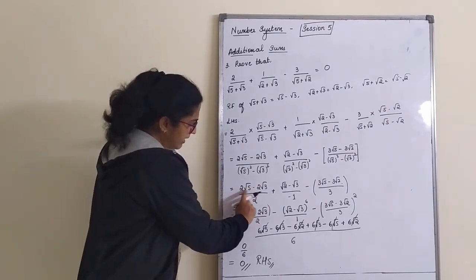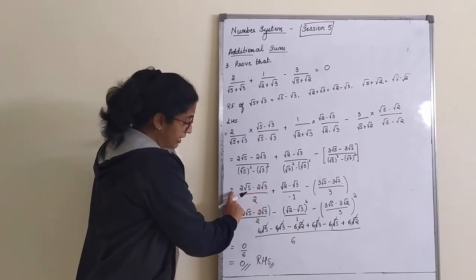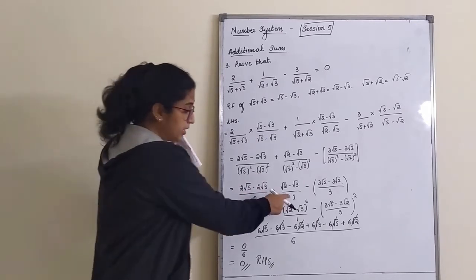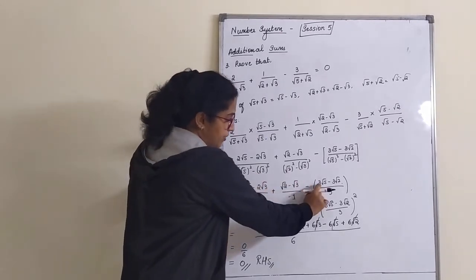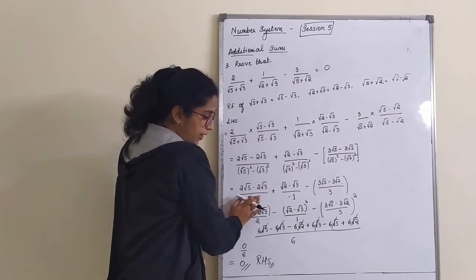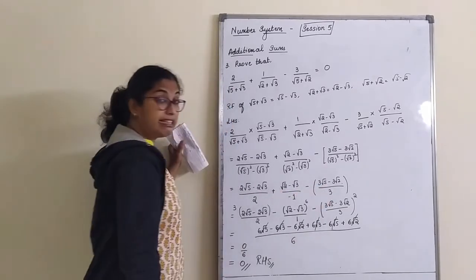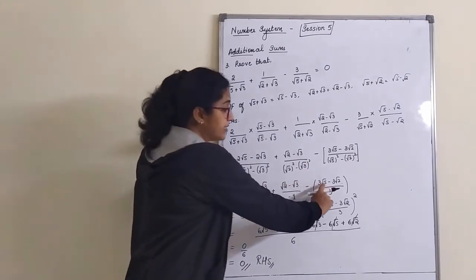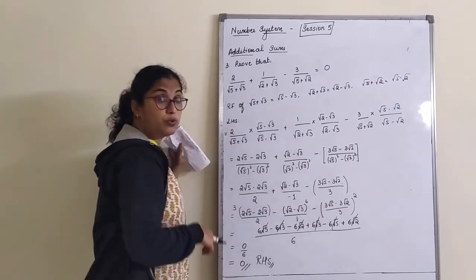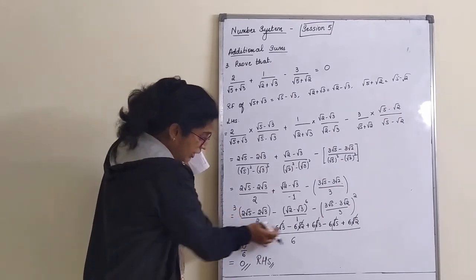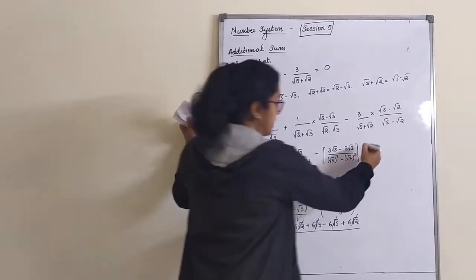Look at this. Can I take 2 common here? If I take 2 common, can I cancel that 2 and the common 2? What will remain? Root 5 minus root 3. Here it is minus we have taken. Here the denominator is 1, the denominator is also 1 here. What about here? Can I take 3 common? Yes. What will I get? Root 5 minus root 2. The denominator is 1. That means I can easily get to this step without multiplying like this.